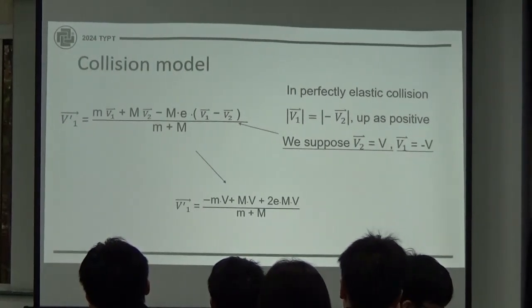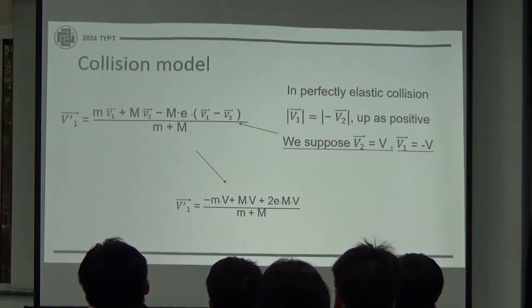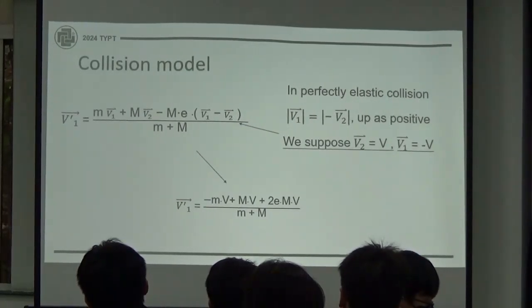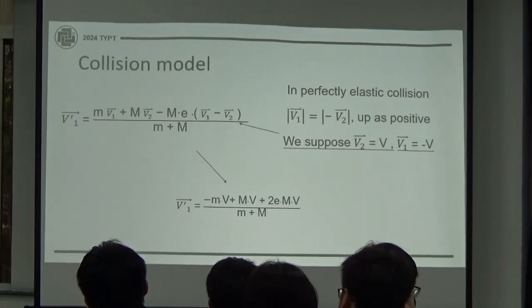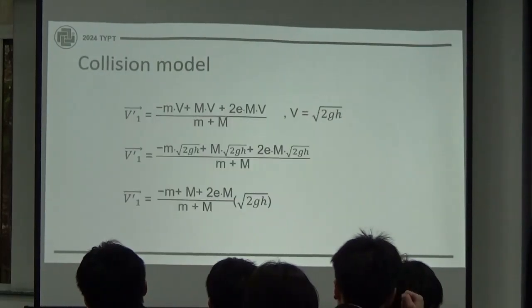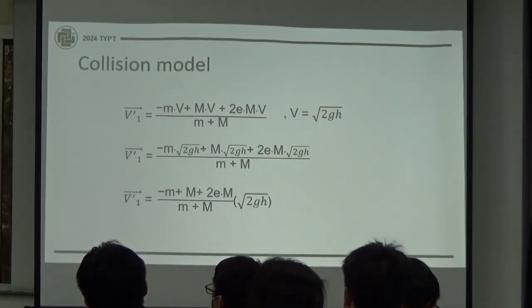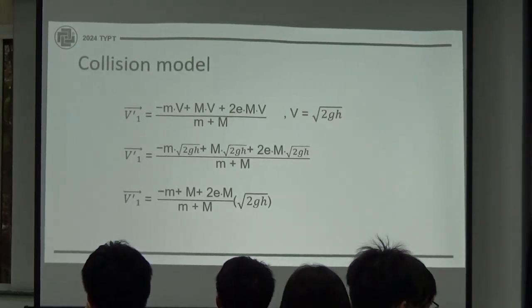And then in perfect collisions, the velocity V1 will equal the velocity of the green ball hitting the ground in the loop. And after it bounces, we suppose V2 equals V and V1 equals minus V. Substituting into the equation, we can get this. And we would like to make the association with the release height, so we change the V into this.